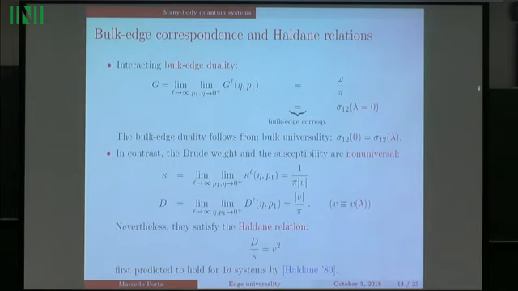Now, what about the other two transport coefficients that I defined before? Well, it turns out that these are not universal in general. So if you take the zero momentum limit, you still get a non-trivial function of the many-body interaction. But you get special functions.